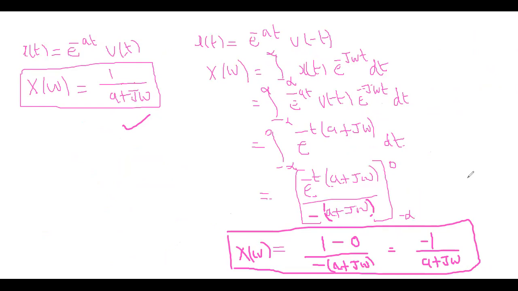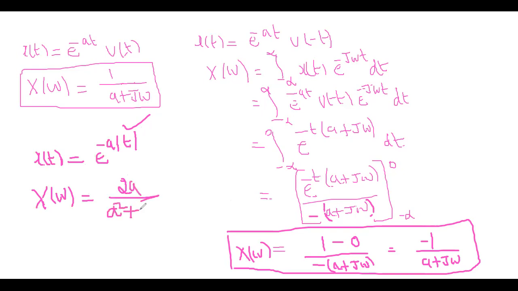Alright. The single sided, and it is double sided, the 2a by. What is double sided? X of t is equal to e power minus a, the magnitude of t. What is x of omega? X of omega is equal to 2a by a square plus omega square. Okay.